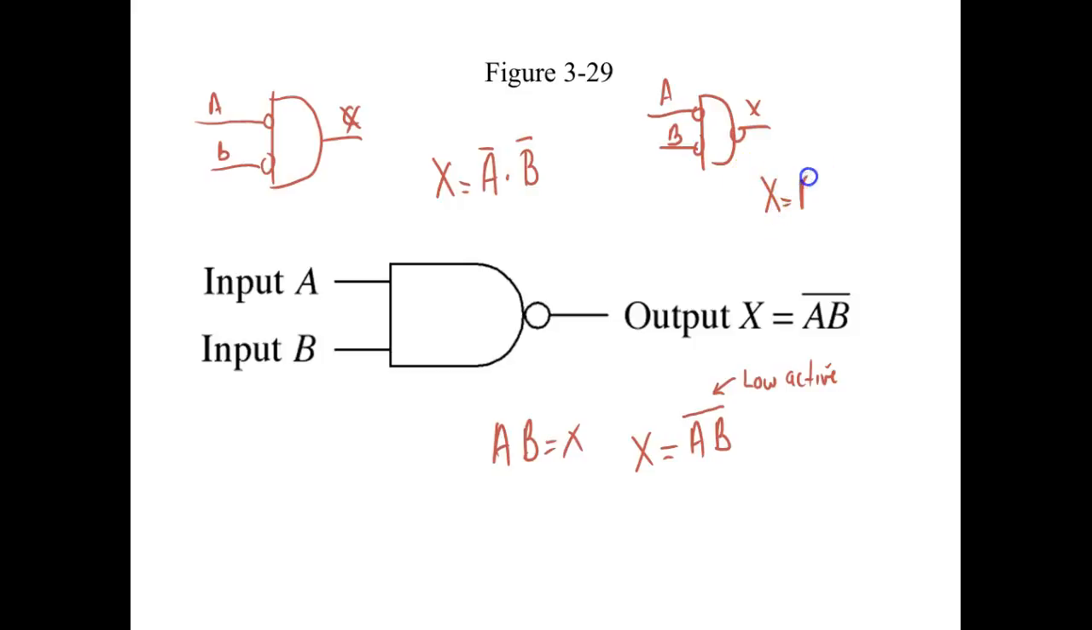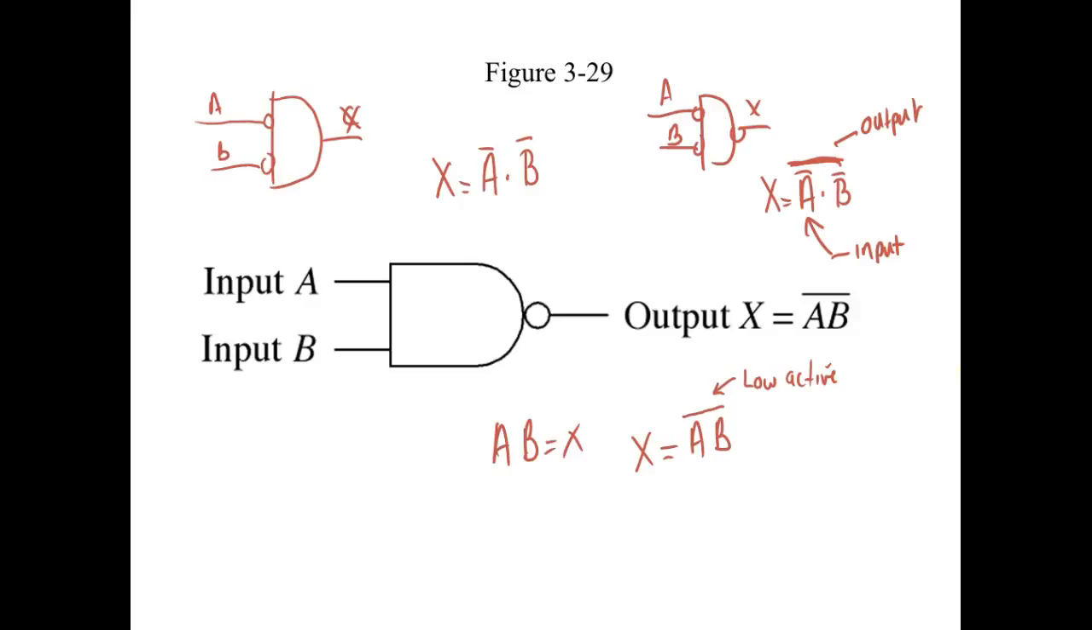X would be equal to A not, and B not. Now this is not a double negative, because to be a double negative, they would have to be on top of each other, right? If I put a bar across the whole expression, we're talking about the active state of the output. If I put a bar above each individual term, we're talking about the active state of the input.